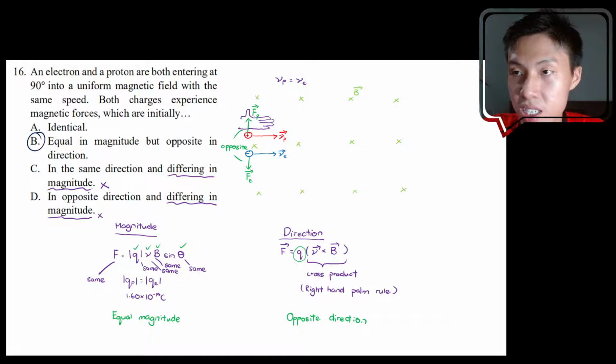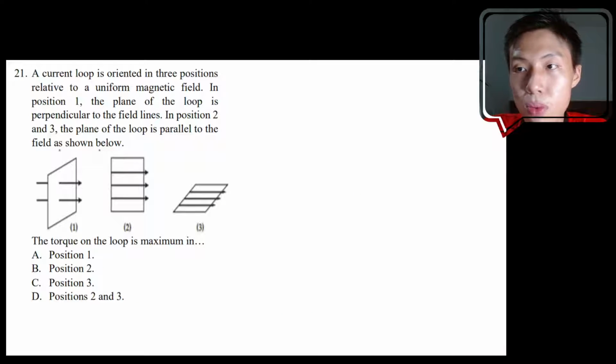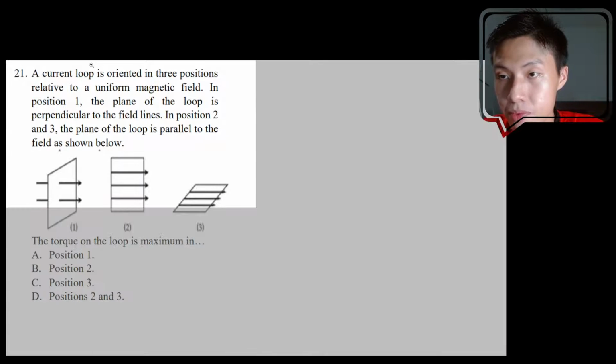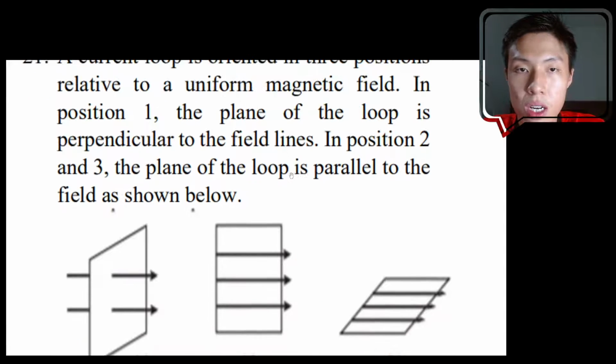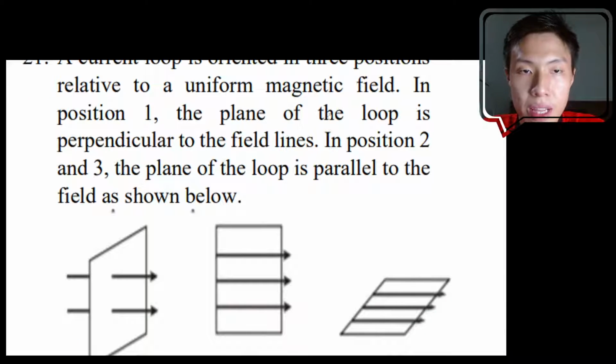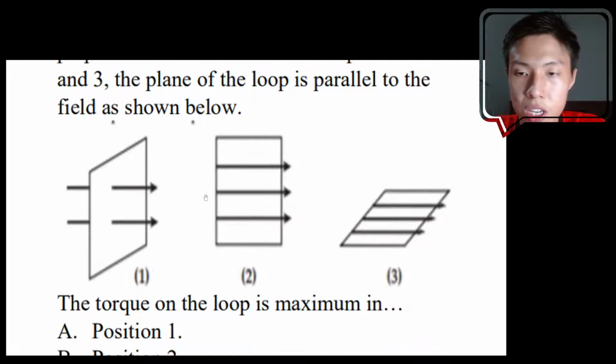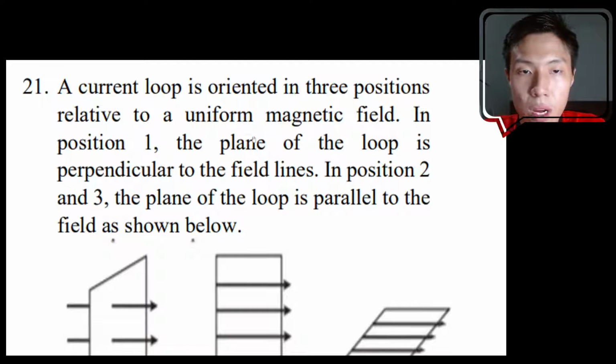Okay, next. Question 21. A current loop is oriented in 3 positions relative to a uniform magnetic field. In position 1, the plane of the loop is perpendicular to the field line. Okay, in position 2 and 3, the plane of the loop is parallel to the field as shown below. Okay, so you have 3 different orientation over here.